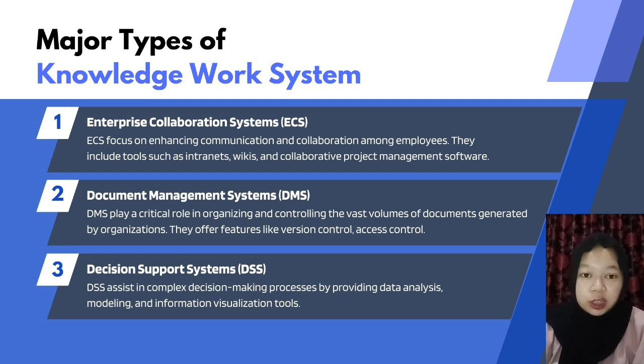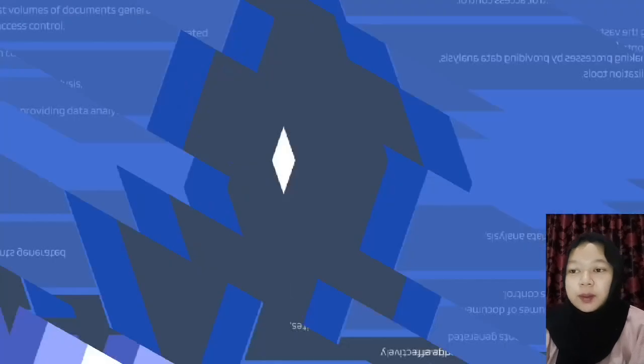And the third is the Decision Support System, or DSS. DSS assists in the complex decision-making process by providing data analysis, modeling, and information visualization tools. While they are not exclusively classified as knowledge work systems, they are essential for enhancing knowledge-driven decision processes by transforming data into actionable insight.